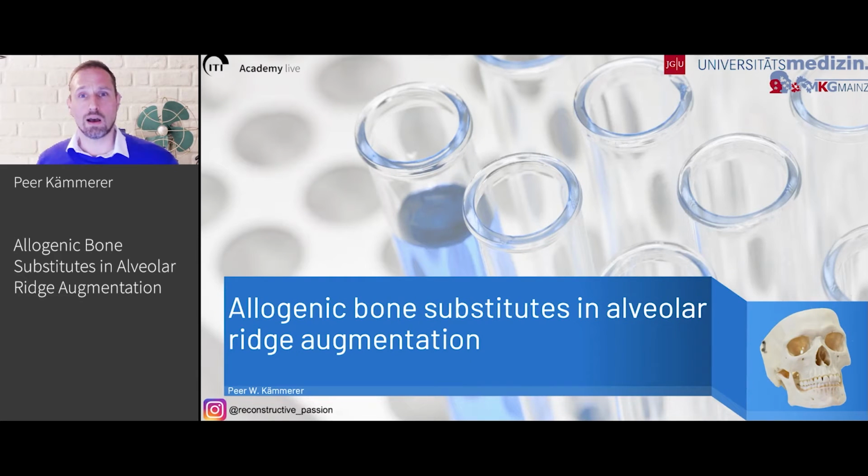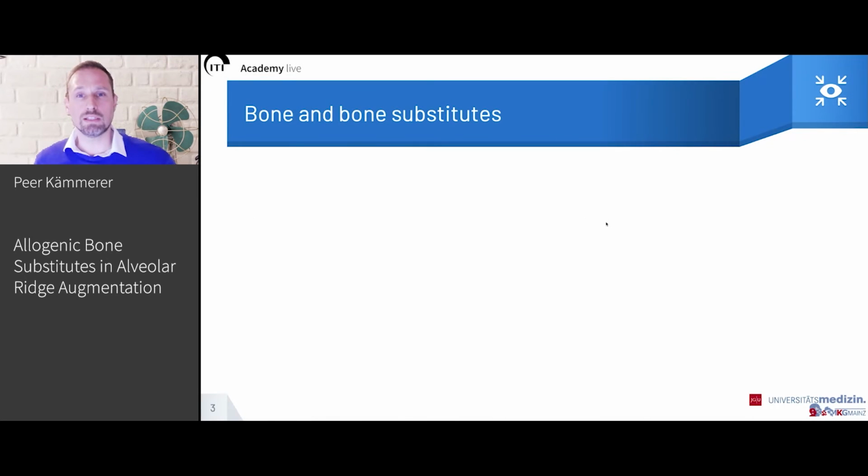Today, I will talk to you about allogenic bone substitute, which is an interesting and safe alternative to autologous bone. But if, and this is important, if you think about its indications and its limitations. But let's start with bone and bone substitute materials in general.